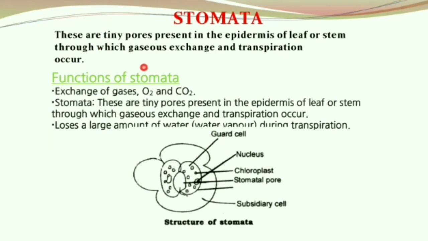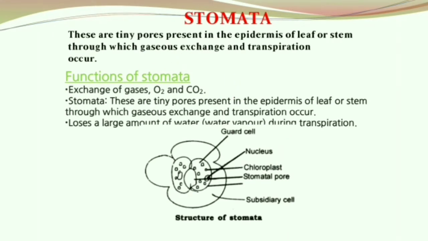Stomata. These are tiny pores present in the epidermis of the leaf or stem through which gaseous exchange and transpiration can occur. What is the function of stomata? They exchange gases, oxygen and carbon dioxide. The stomata lose a large amount of water or water vapor during transpiration. This is the structure of stomata: the subsidiary cells, the guard cell, the chloroplast, the stomatal pore, and the nucleus.